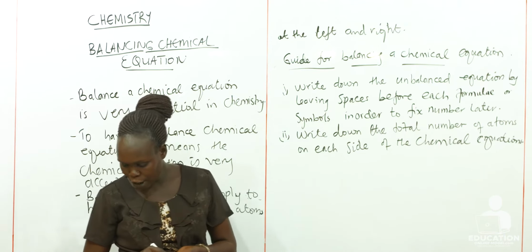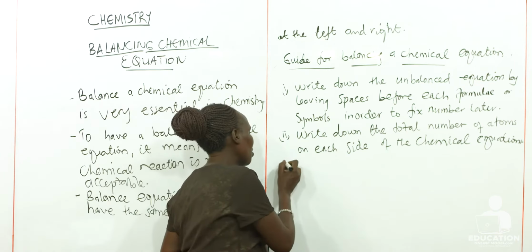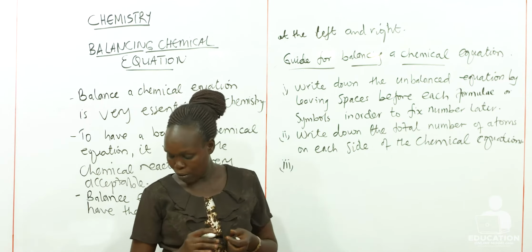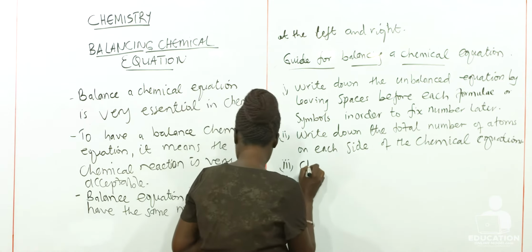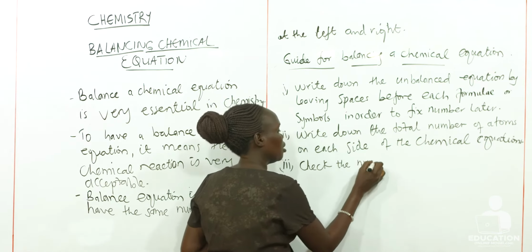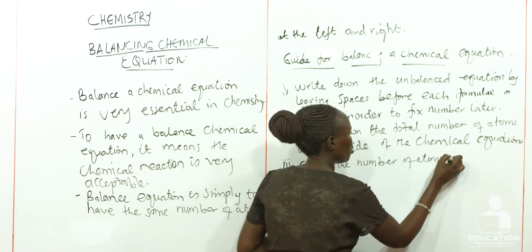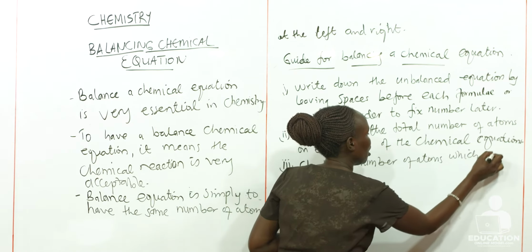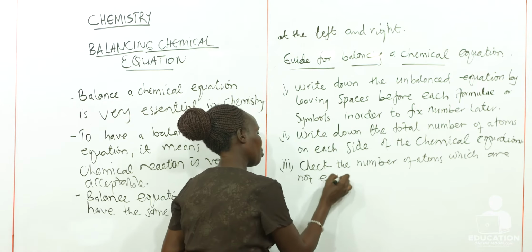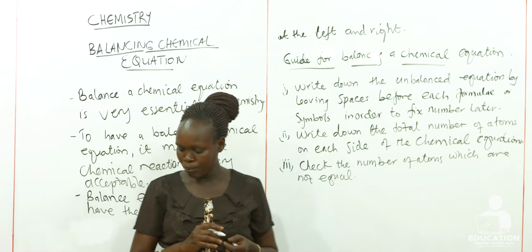So number three is to check which atoms are not equal. After counting them, you now know which ones are not equal and which ones are equal. So you need to check the number of atoms which are not equal. The unequal number of atoms, you need to check them.